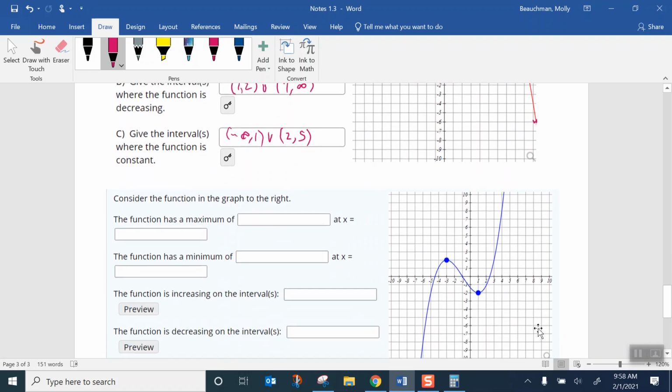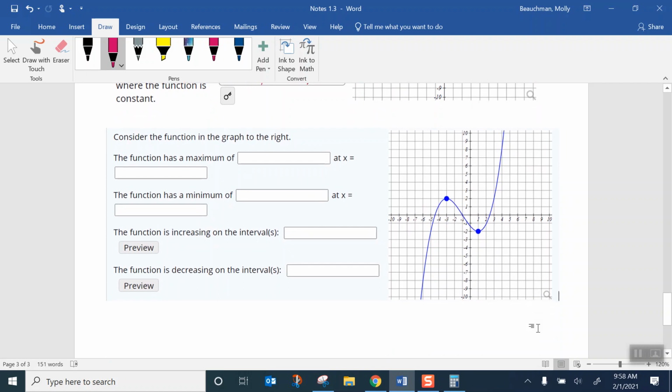All right, last example. Consider the function in the graph to the right. The function has a maximum of something at x equals something. The function has a minimum of blank at x equals blank. So the maximum and minimum are the y values. In this case, we're looking at local. So this is a local max, and the y value is 2. So the function has a maximum of 2 at x equal to negative 3. The function has a minimum of the y value, negative 2, at x equal to 1.